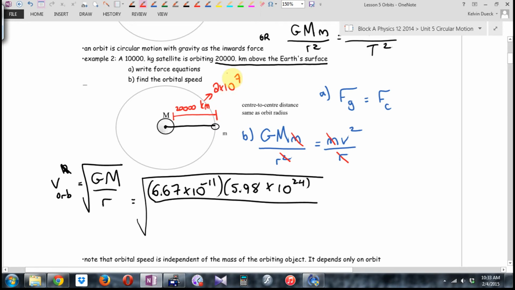Where do we measure from? Center of the Earth. How can I find the orbital radius? Add what? Okay, so in the bottom here, I'm going to have my altitude added to the radius of the Earth. Oh, hey, that's on my formula sheet too. 6.38 times 10 to the 6th.